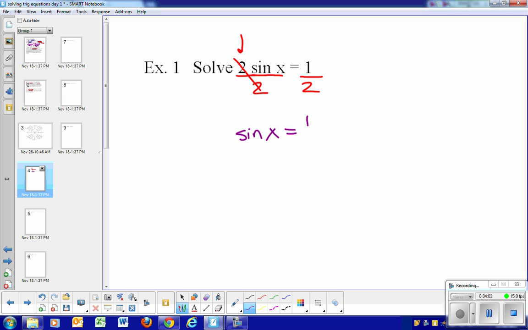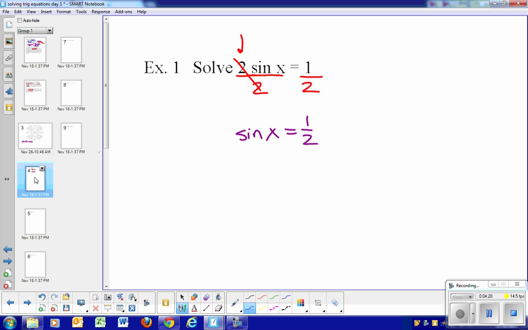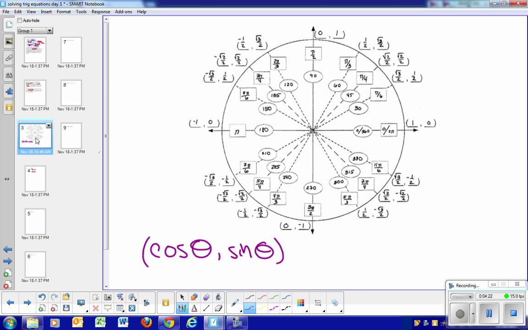a half. And then I need to ask myself, well, where in the world between 0 and 2 pi is sine equal to a half? So if we go back to our unit circle, remember on the unit circle, everything is cosine comma sine for those ordered pairs. I want to know where sine equals 1/2. So I want to know where the second number has a 1/2. If I scan around, I see that here and here. So the two angles I want are pi over 6 and 5 pi over 6. Those are my solutions.